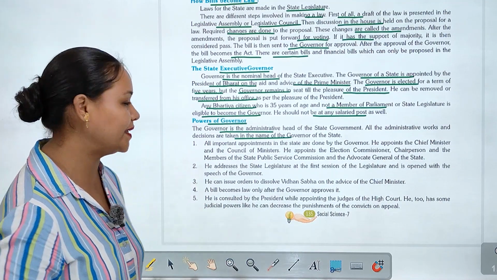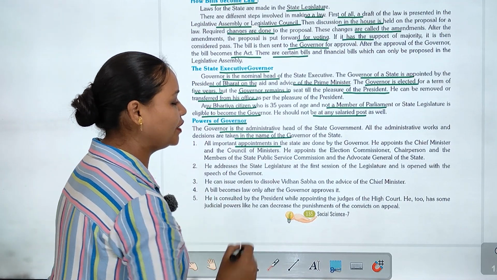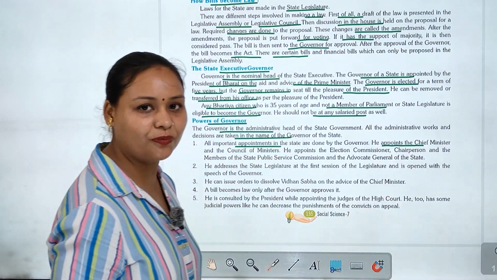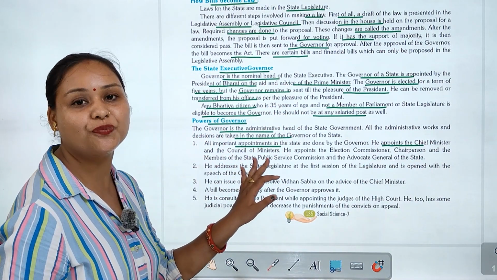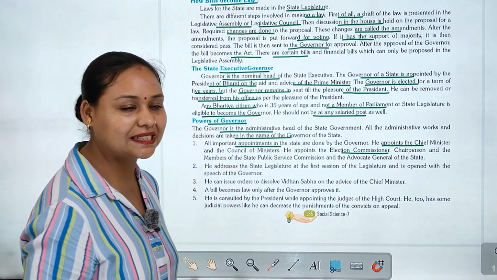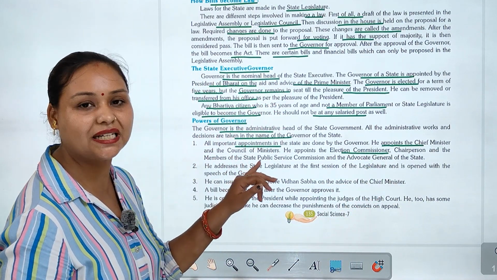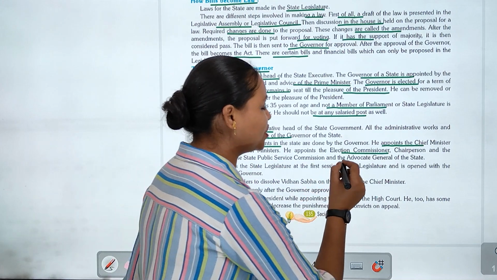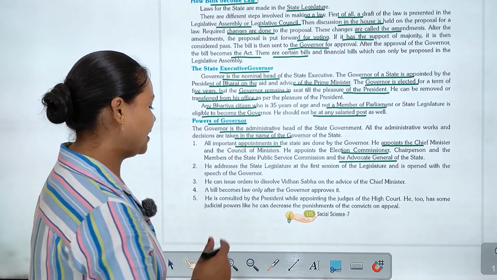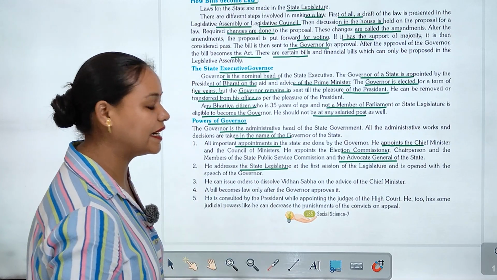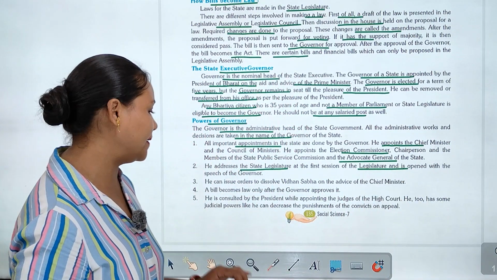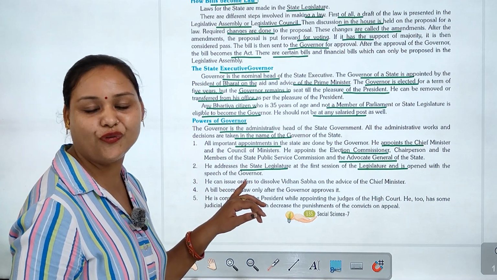Okay, number first है, all important appointments in the state are done by the governor. He appoints the chief minister and the Council of Ministers. He appoints the election commissioner, chairpersons, and the members of the State Public Services Commission and the Advocate General of the state. Okay. Chalo, he addresses the state legislature at the first session of the legislature, which is opened with the speech of the governor.